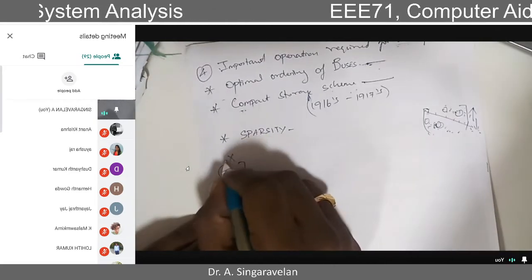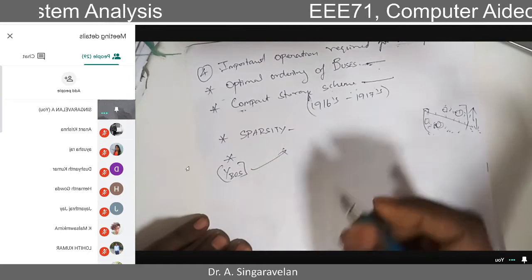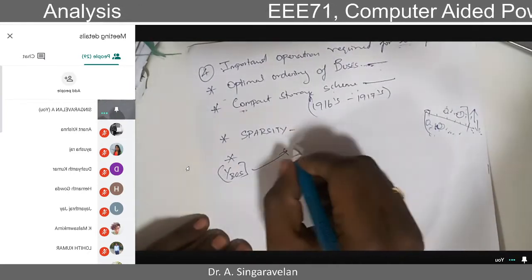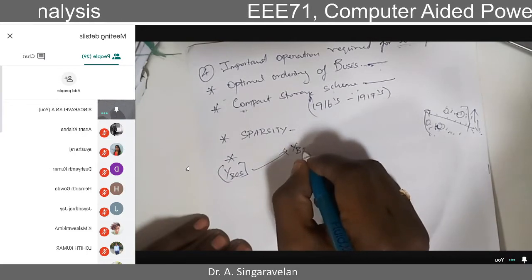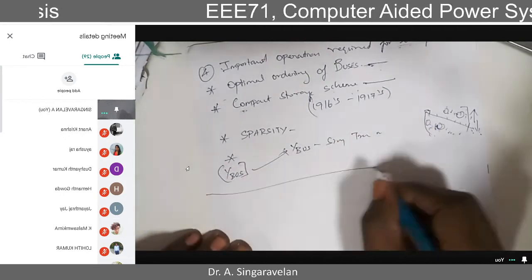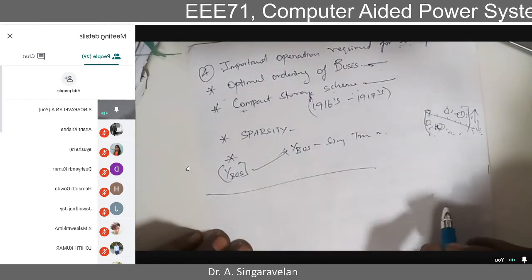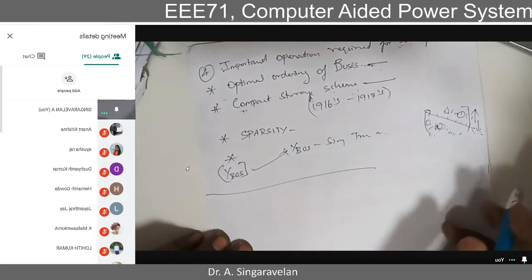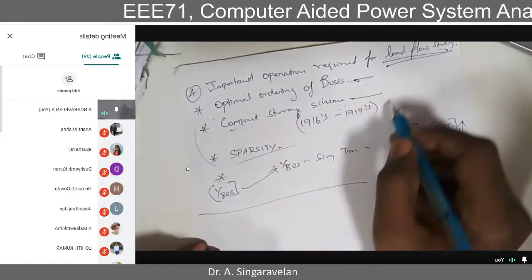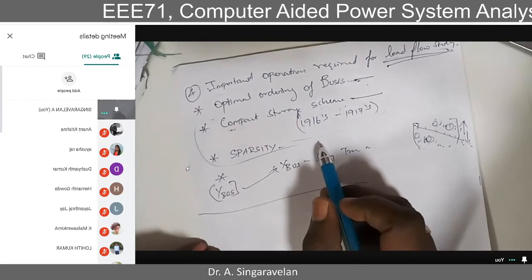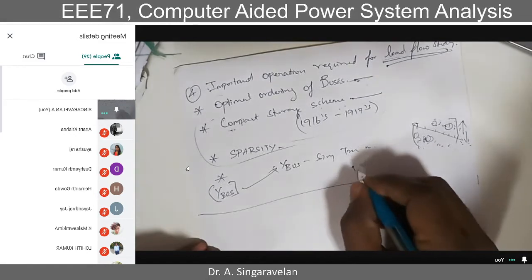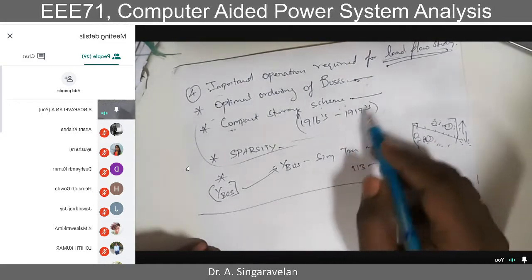And the fourth one is nothing but the formation of the Y bus using the singular transformation method. So these are the important operations we will carry out for load flow studies. Mostly these three things will not be affected for a small number of buses, for example up to 13 buses. It is not a big deal, we don't need to bother about this.